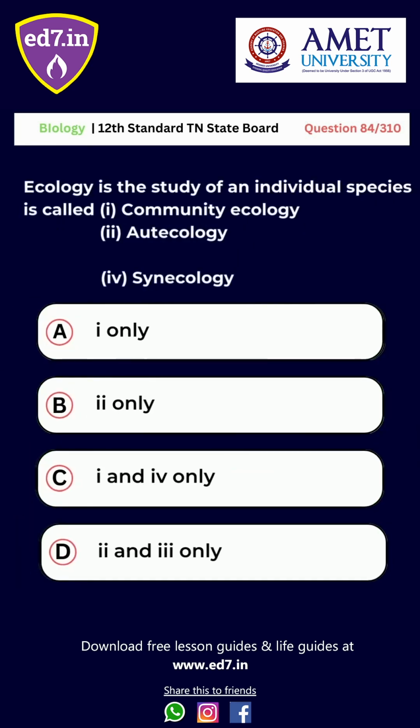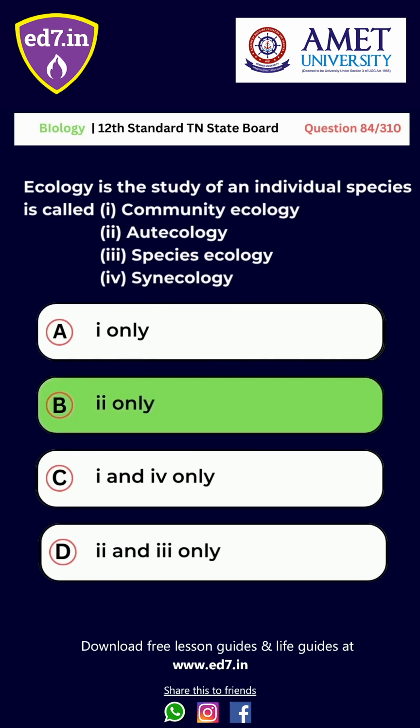Question number 84. Ecology is the study of an individual species is called: 1. Community ecology, 2. Autoecology, 3. Species ecology, 4. Synecology. The options are A. 1 only, B. 2 only, C. 1 and 4 only, D. 2 and 3 only. And the right answer is option B.